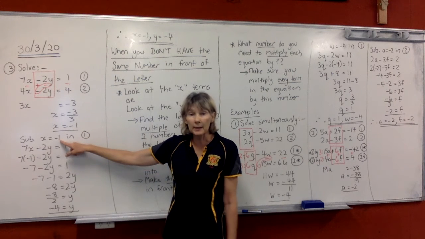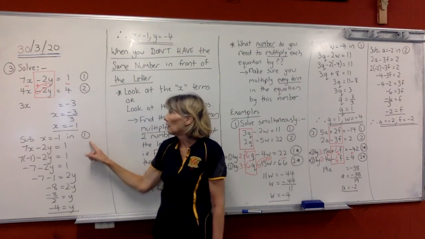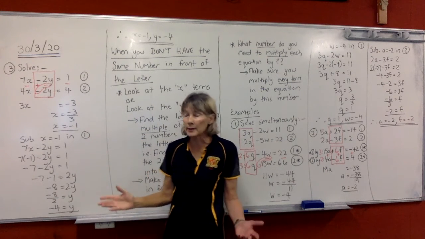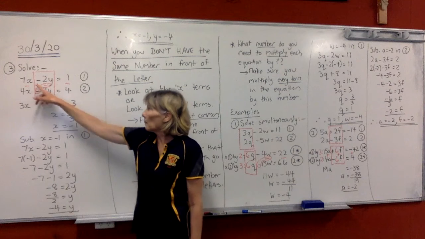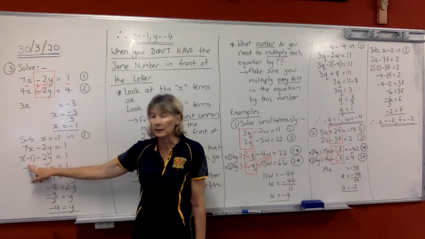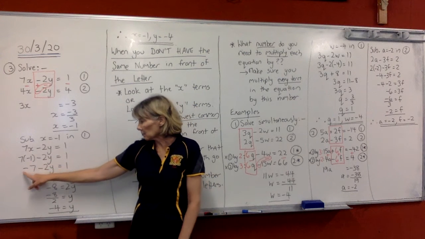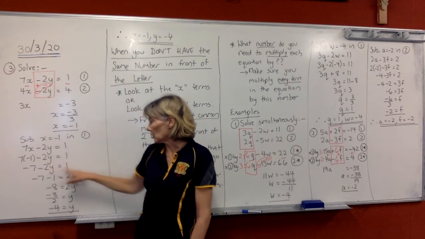We're going to take that answer and put it into whichever equation you like. Take your pick. I've chosen number 1. No reason, just pick that one. Copy the equation down and put the x value of minus 1 in place of x. In this next line, we get minus 7 minus 2y equals 1.